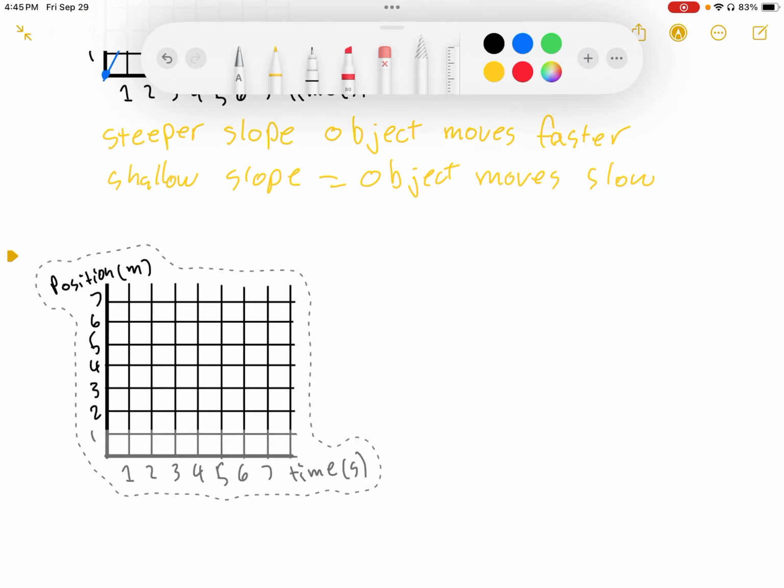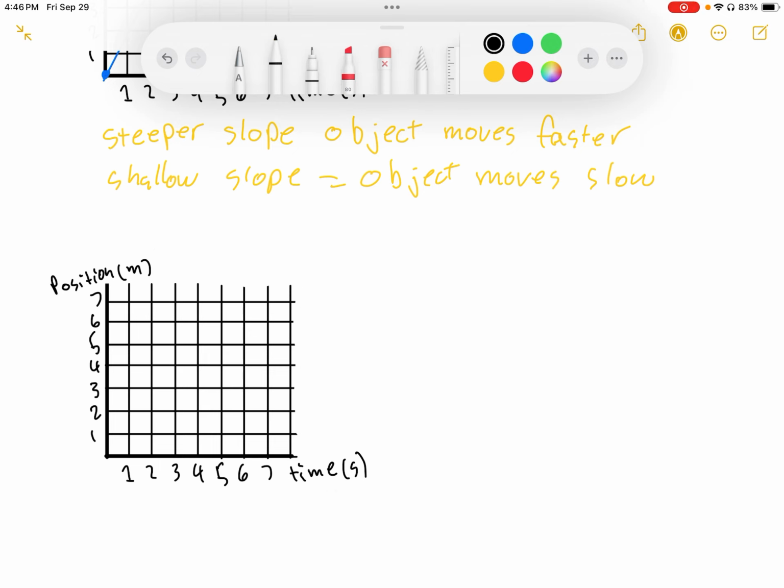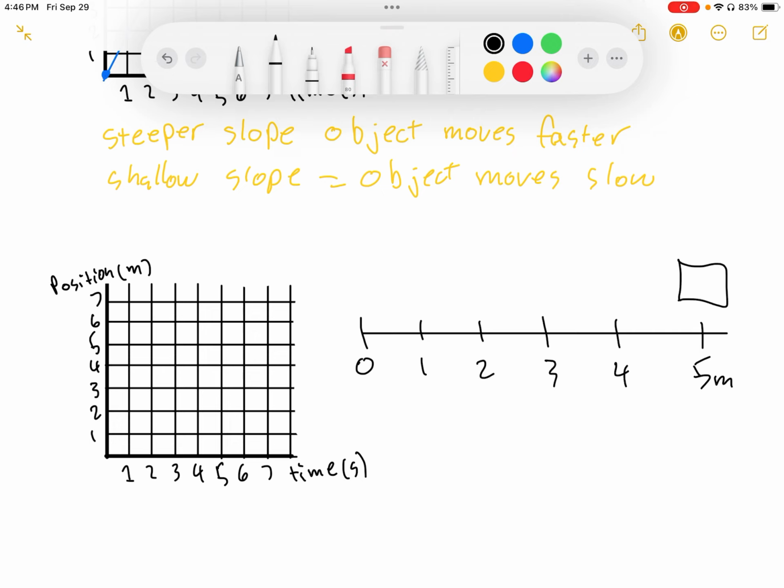Okay, so let's put this here. We'll use another position graph. And this time, let's start at 5 meters, right? Let's go 0, 1, 2, 3, 4. And now our box is going to start over here, right? Okay, so when we're at 0 seconds, think about your stopwatch. When we're at 0 seconds, I'm at 5 meters. Okay, and let's make our velocity -1 meter per second. So now we're moving right to left.